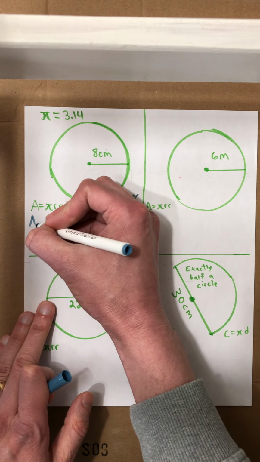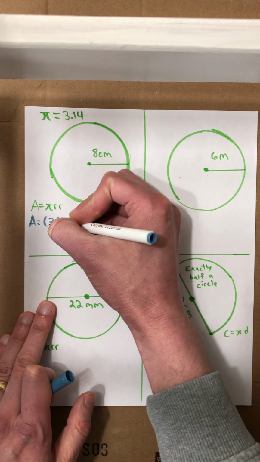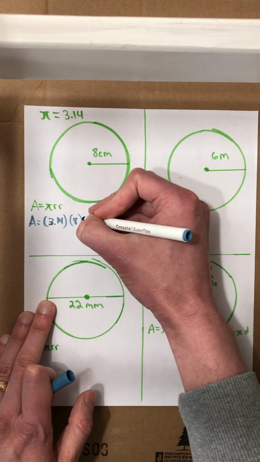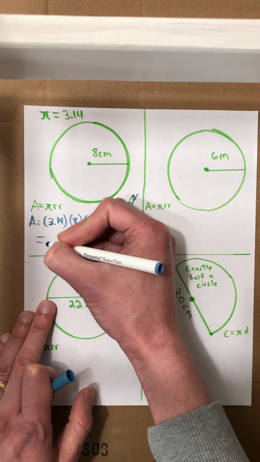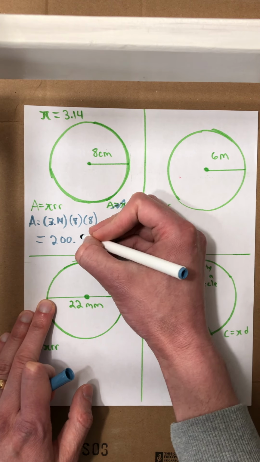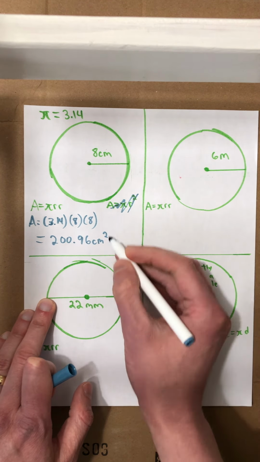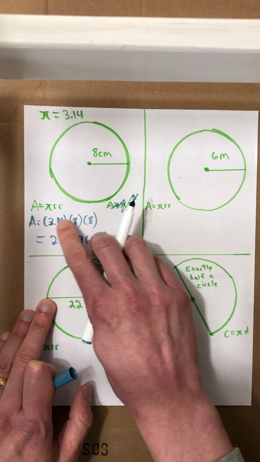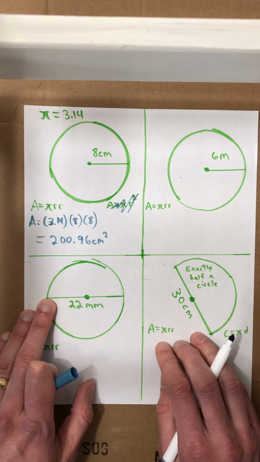We're going to do area is equal to 3.14 times 8 times 8 again. We multiply it all together, and we get an answer of 200.96 centimeters squared. I know it's centimeters squared because our original unit is centimeter. So again, I just take pi times radius squared, and it gives me the answer. Let's try it for this one next.